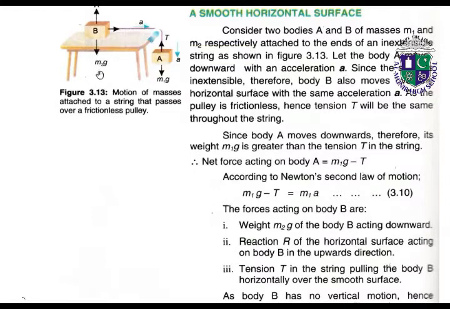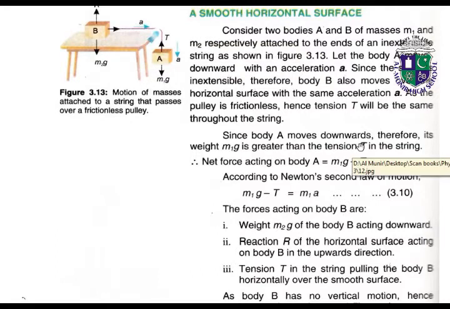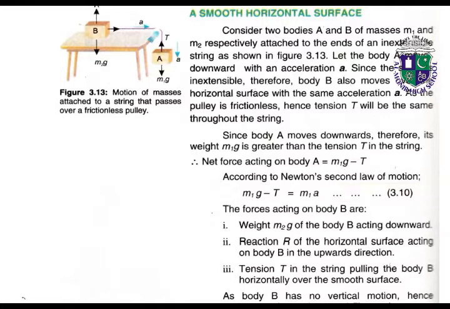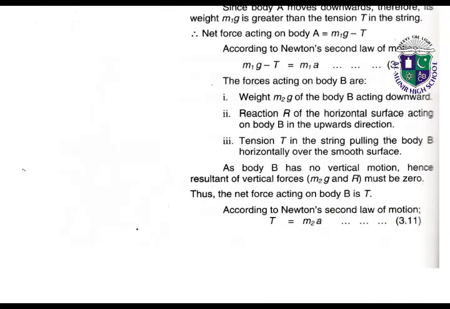It also has mass m2. It also shows the gravity, and it is moving horizontally on a table with acceleration a. Since body A moves downward, its weight will be m1g, which is greater than the tension T in the string. So net force acting on body A is m1g minus T. According to Newton's second law of motion, it is equal to m1a.